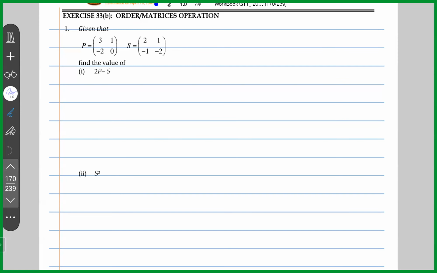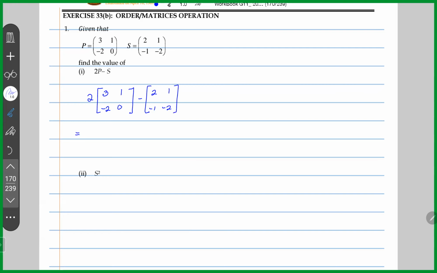All right, so this is question number one. We have the matrix P and we have the matrix S. We're to find the value of, it says the value of, that's worded sort of weird, but let's find what is 2P minus S. So it's 2 times the matrix P, 3, 1, minus 2, 0, minus the matrix S, which is 2, 1, minus 1, minus 2.